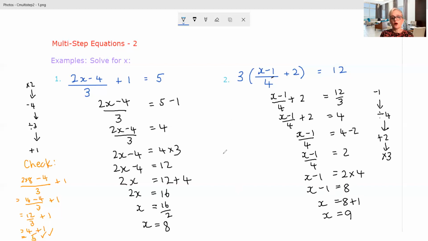So if x is 9, so let's work out 3 times now. We've got 9 minus 1 on 4 plus 2. Well, 3 times, what's 9 minus 1? That's 8.